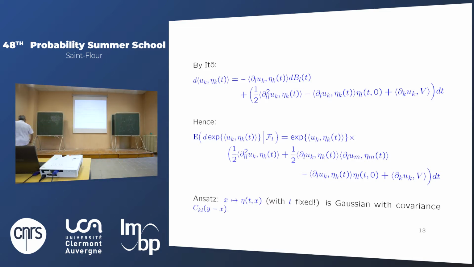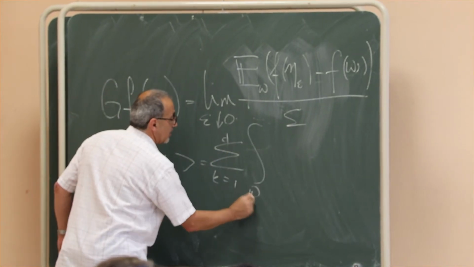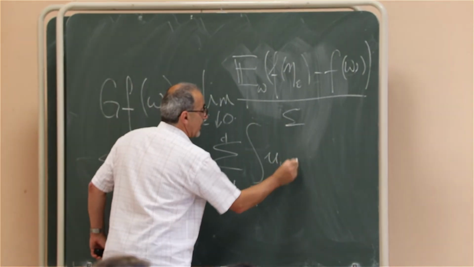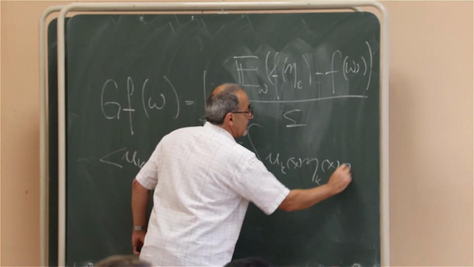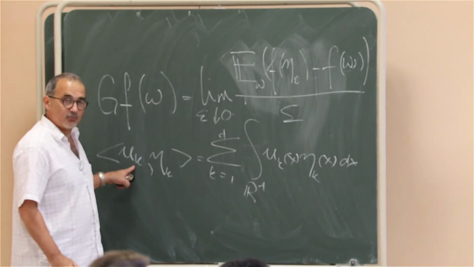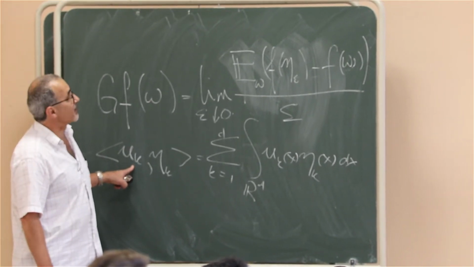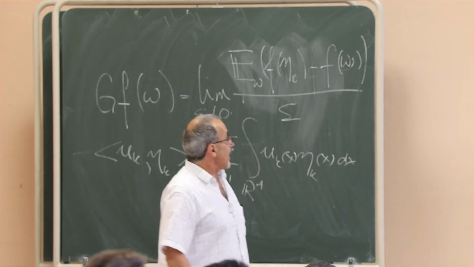When I say u_k eta_k at time t, I mean the sum over k from 1 to d of the integral on R^d of u_k(x) eta_k(x) dx. U is a test function, whatever test function, and eta is my process. I want to prove something about my process. Good. So I take this.